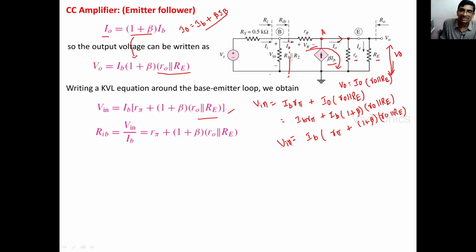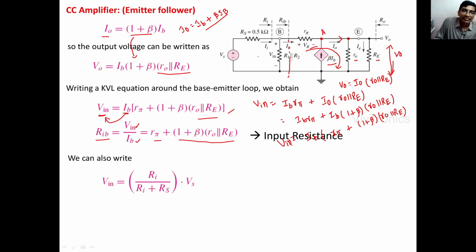Here the input voltage is VI in across the input side, VI in divided by IB. In the above equation we have VI in on the left hand side and IB on the right hand side. Therefore, we can take IB to the left side, then we get RIB, the input resistance of the amplifier, that is equal to R pi plus 1 plus beta into R naught parallel RE. If you apply the KVL in this loop, we can write the VIN equation. VIN is the voltage across the total input resistance RI.